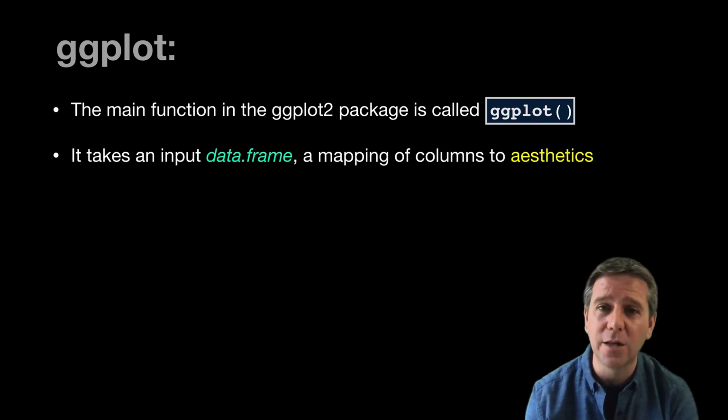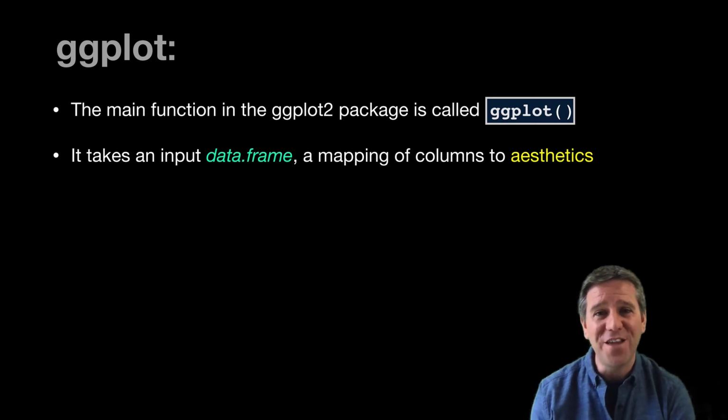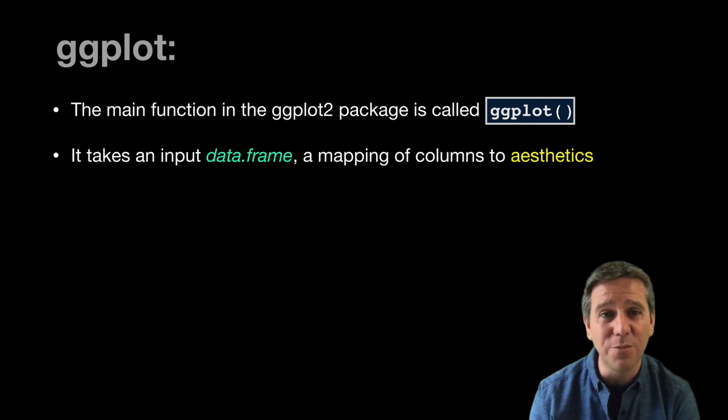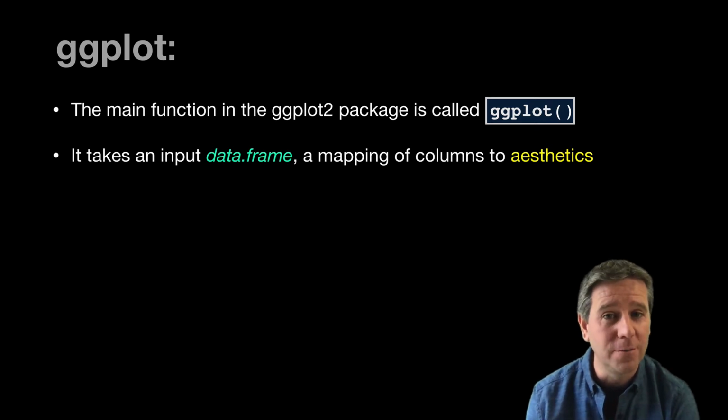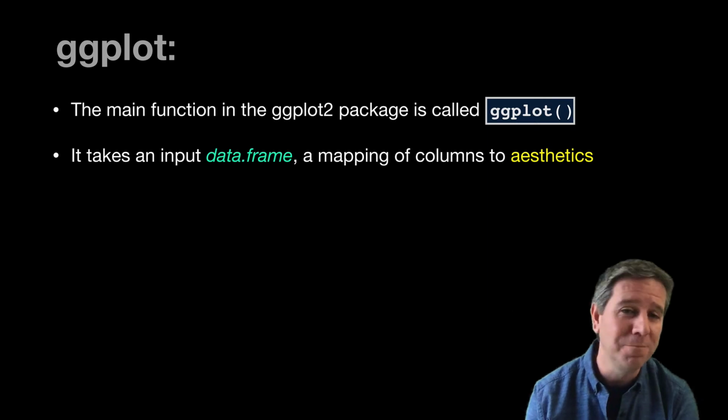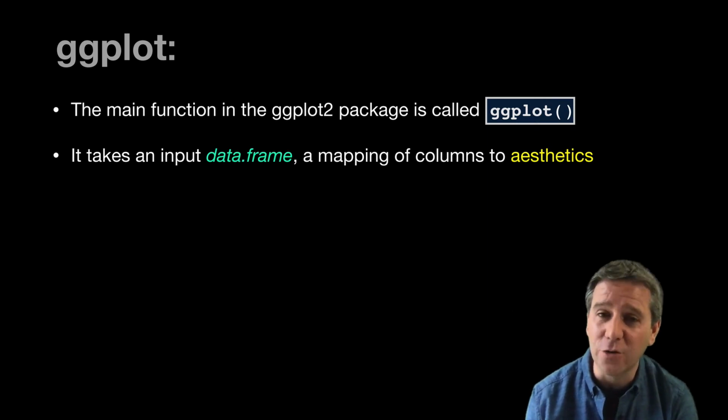It also needs a mapping of the column, the variables that we want, in our case the column names in the data frame, that we want to map to which aesthetic features of the visualization we want to produce. Things like the X and Y axis, for example, or the color, or the transparency, the alpha value, etc.